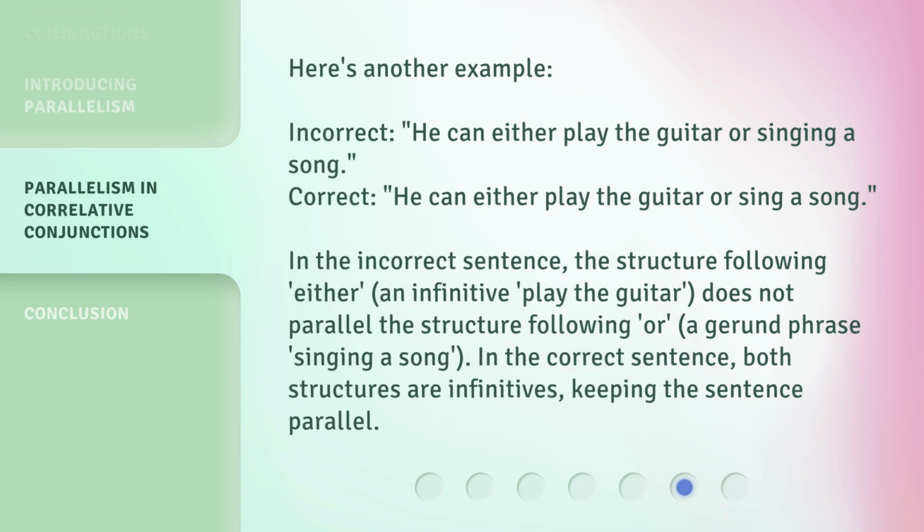Here's another example. Incorrect: "He can either play the guitar or singing a song." Correct: "He can either play the guitar or sing a song." In the incorrect sentence, the structure following "either," an infinitive, "play the guitar," does not parallel the structure following "or," a gerund phrase, "singing a song." In the correct sentence, both structures are infinitives, keeping the sentence parallel.